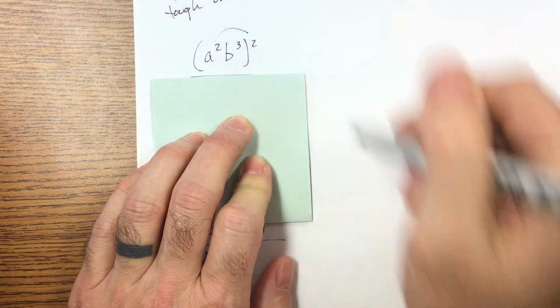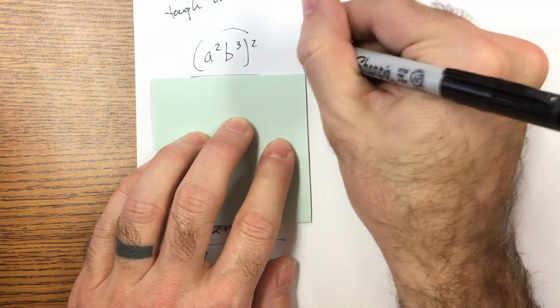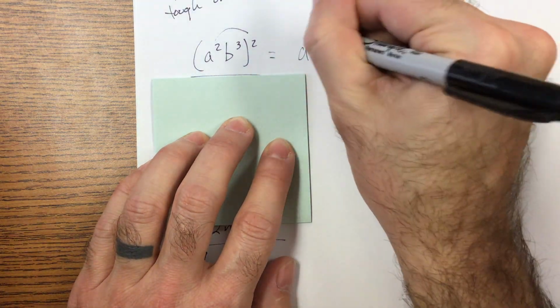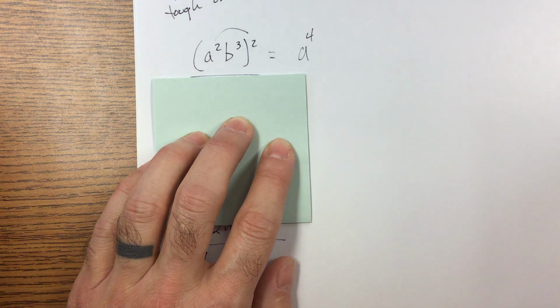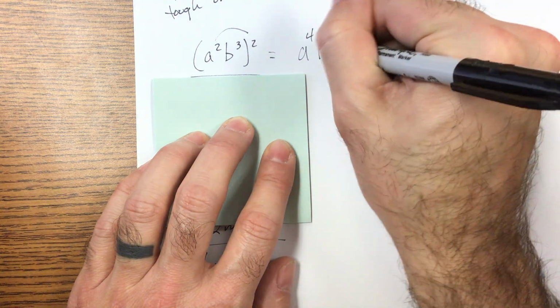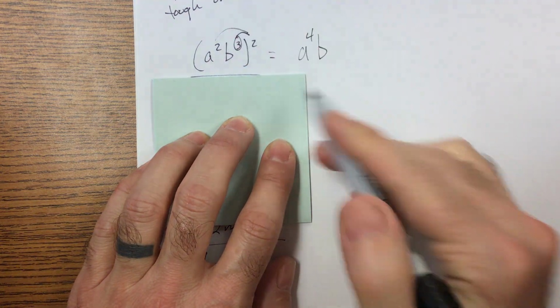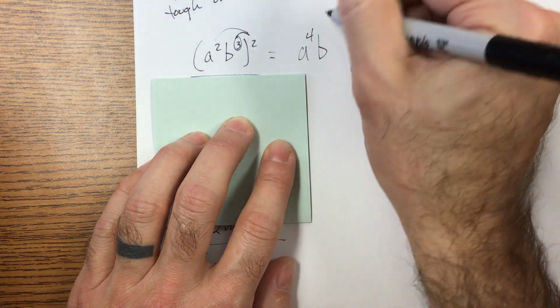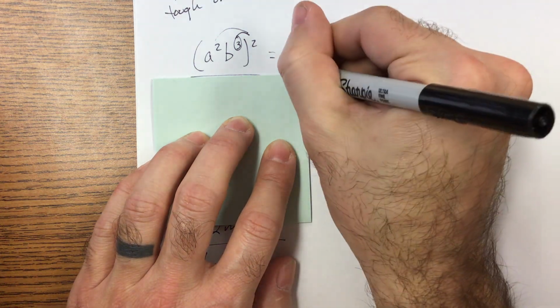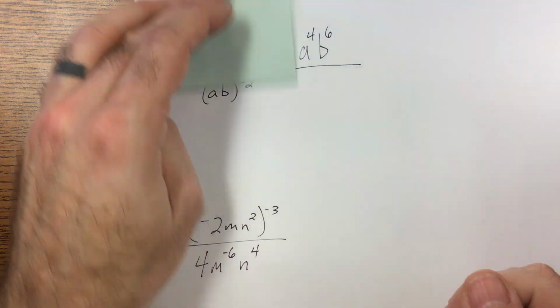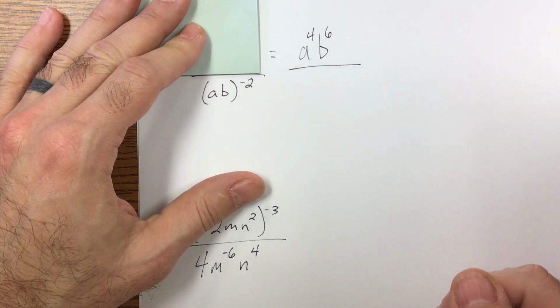Power to a power. So what do we have there? A to the 4th, 2 times 2, right? We multiply power to a power. How about the b's? B to the 3rd to the 2nd, we multiply those, that's b to the 6th. Okay, that's our new top. Let's do our bottom. Uh-oh.